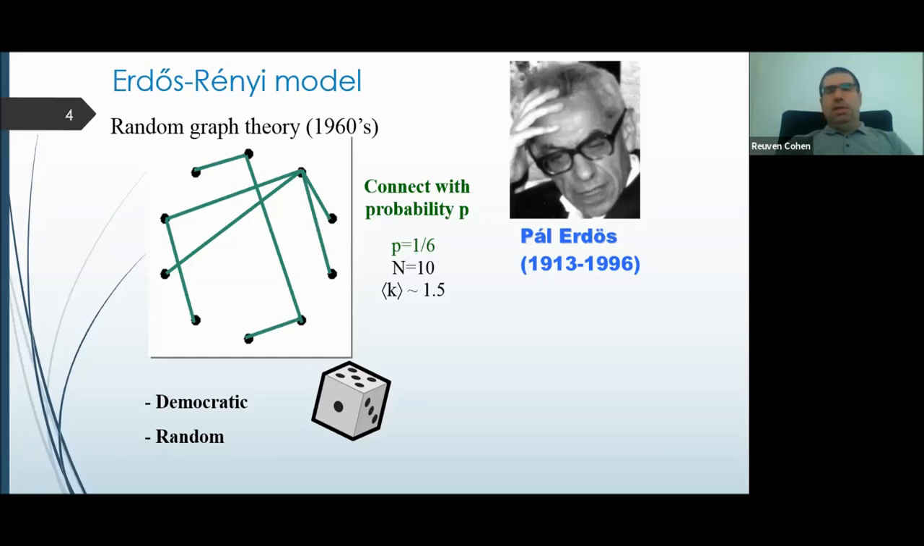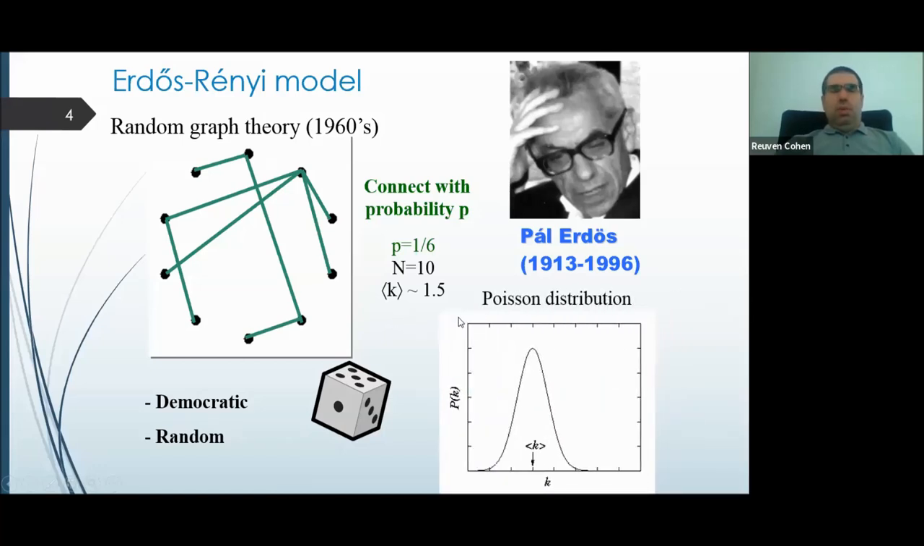And the idea is that this model is democratic in the sense that every edge has the same probability and every edge is independent of the others. It is random. And it is a very simplistic model. One of the key results is that if we look at the degree distribution, which is the number of edges emanating from each node, we get a Poisson distribution.